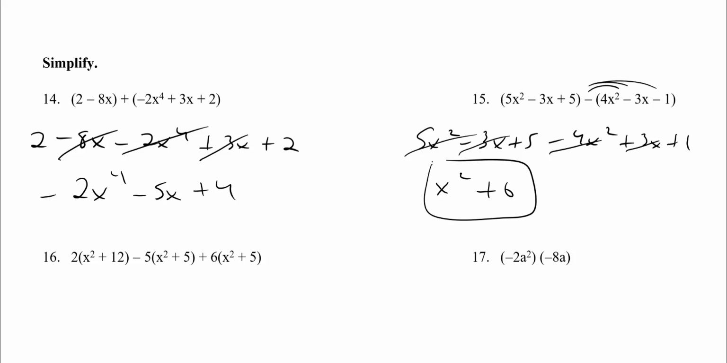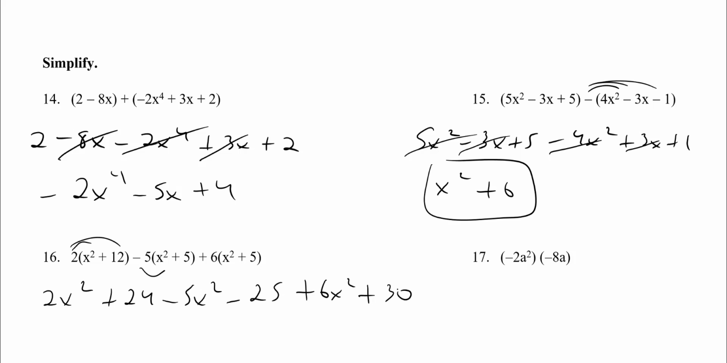All right, the next one's a little more complicated because you have some subtraction, you have some distributing. So basically that times those two, it's 2x squared plus 24. And then negative 5 minus x squared is negative 5x squared. And negative 5 times 5 is negative 25. And then positive 6x squared and positive 30.